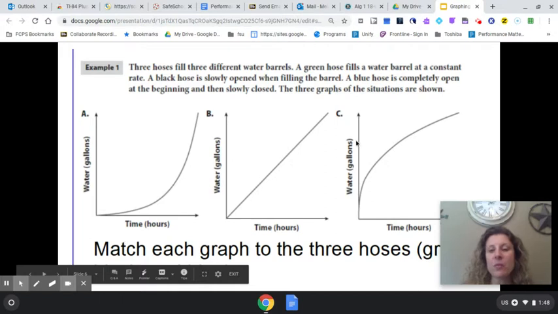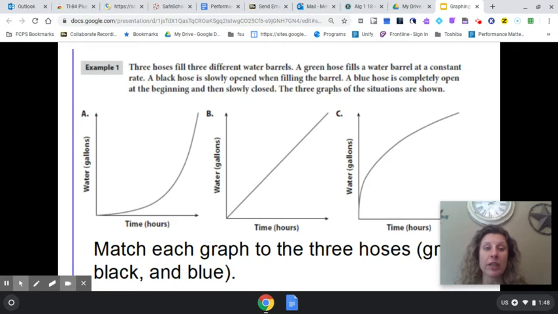So graph A is going to be our black hose. And then the last one, the blue hose, is completely open. So that's going to be a lot of water rushing in and then slowly closed. So we see that the rate of water level is increasing very fast at first and then trails off. The speed decreases as we slowly turn that hose off. Okay, so I guess our colors, guys, for A, it was black. For B, it was green. And for C, it was blue.